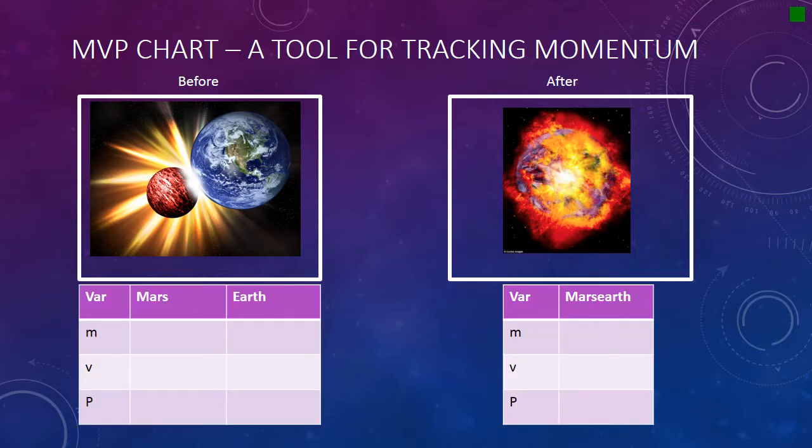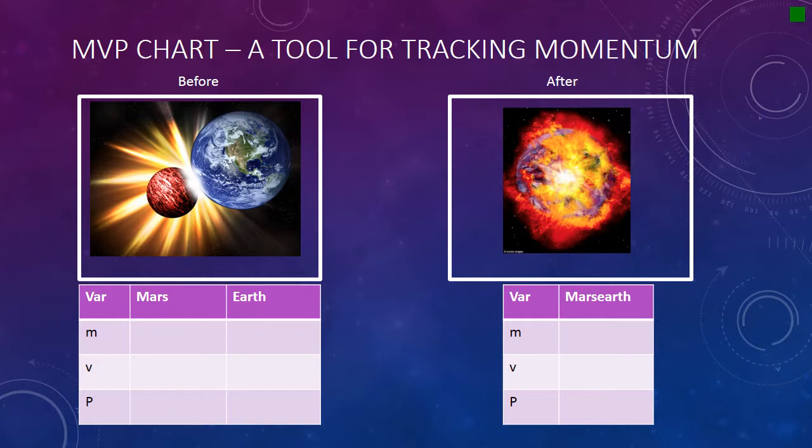We're going to make two charts. We're going to make our chart on the before side, and we're going to make our chart on the after side, and you're going to have variables for mass of Mars, mass of Earth, velocity of Mars, velocity of Earth, and momentum of Mars and Earth. And on the after system, the Mars-Earth collision combo, it's going to have a mass, and the momentum is going to have a variable as well, and so our velocity also will have a value.